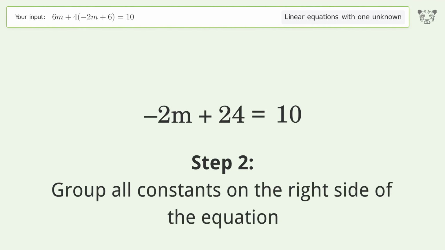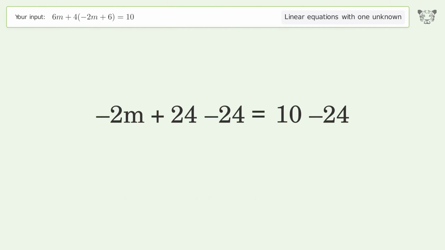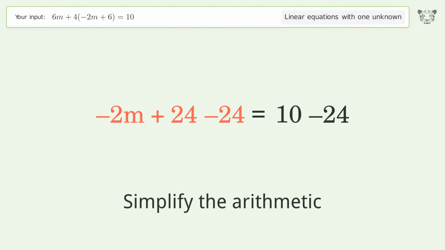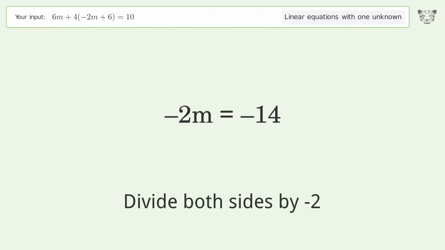Group all constants on the right side of the equation. Subtract 24 from both sides. Simplify the arithmetic. Isolate the m. Divide both sides by -2.